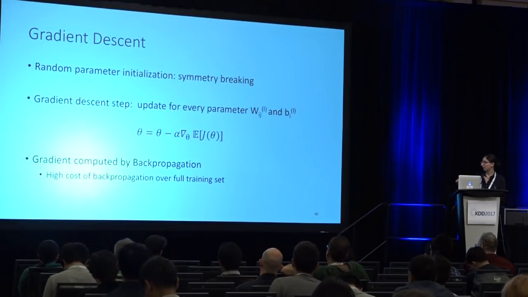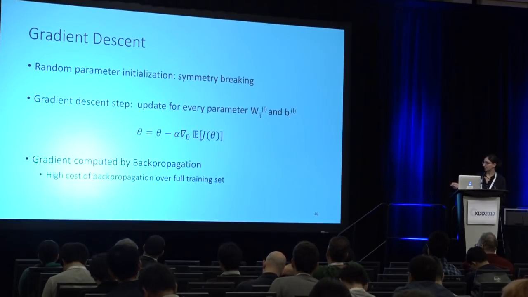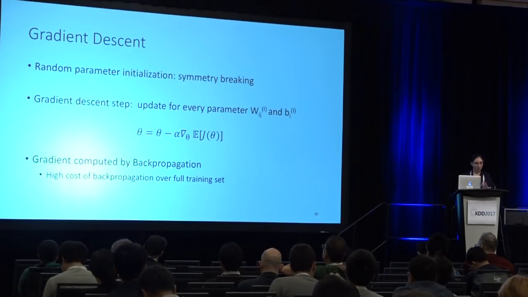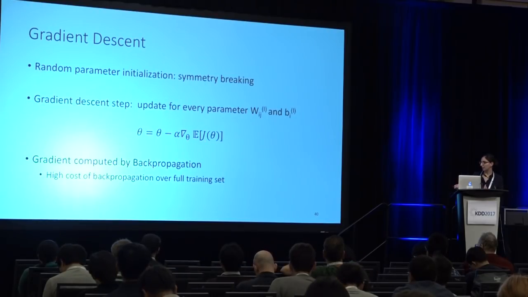We'll update every parameter using the gradient here of the cost function. And alpha here is the step size, which is also called the learning rate, and regulates the size of the step you take in the opposite direction of the gradient at each step. So the gradient has to be computed in every step, and this is done by backpropagation.